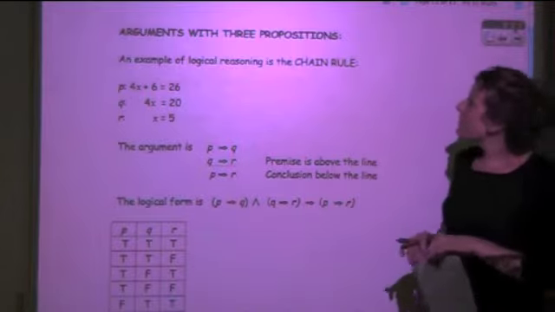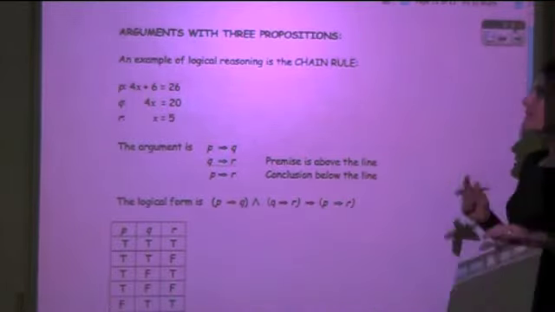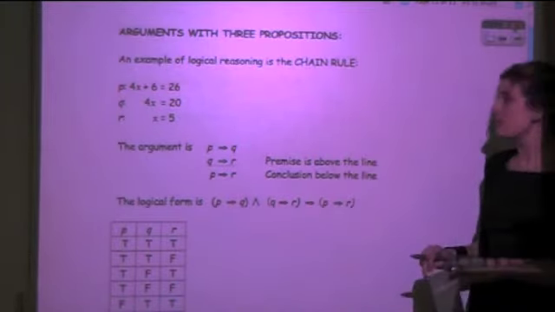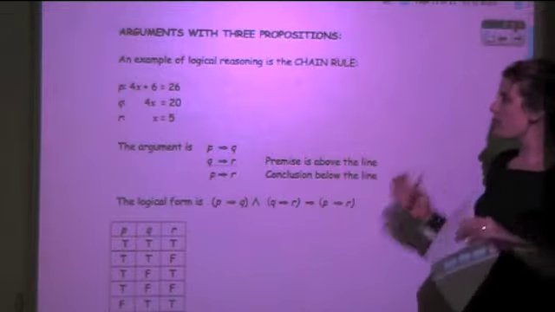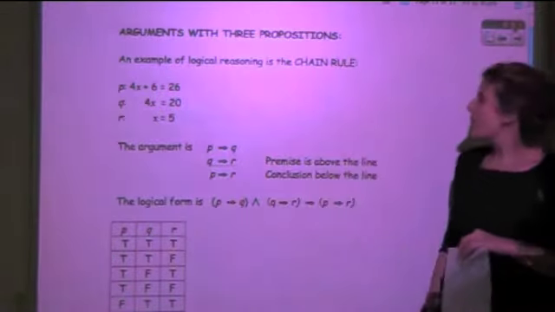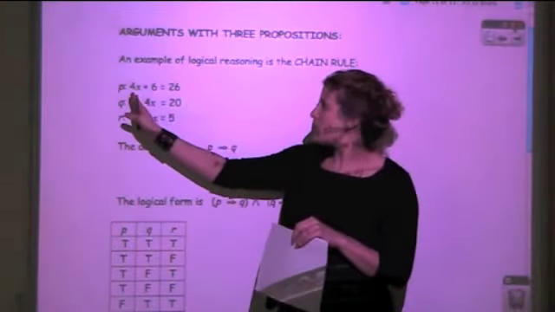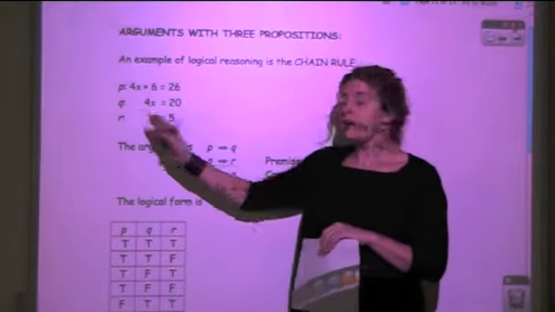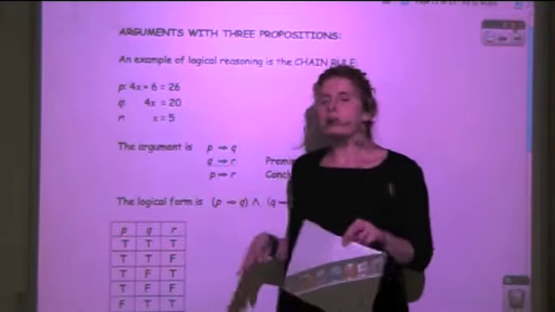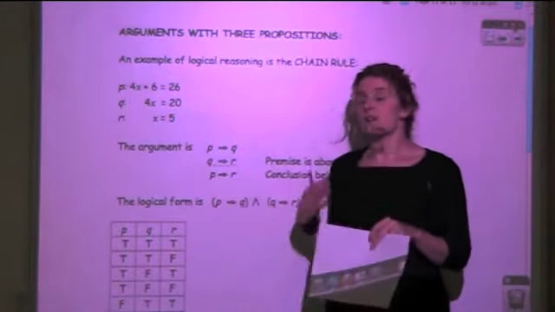Okay, so now we're going to look at an argument with three propositions. And this type of example means that we need to use the logical reasoning called the chain rule. We have got three propositions this time, P, Q and R. And we are going to say that the argument is that P implies Q, Q implies R, and therefore P must imply R.